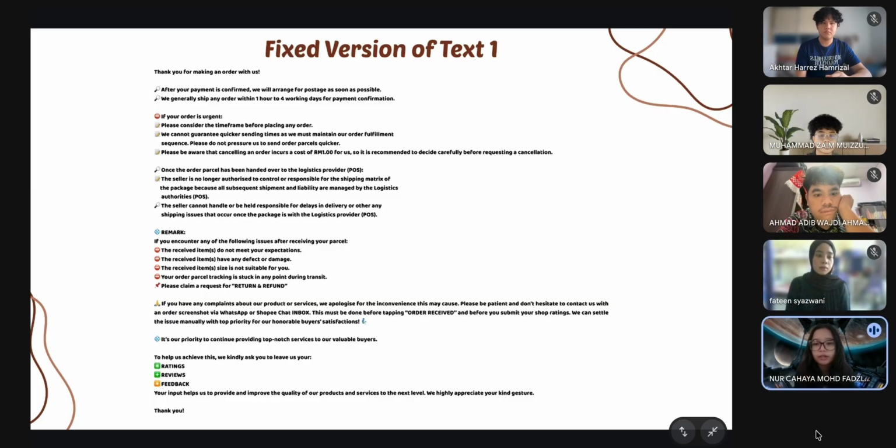The next one is punctuation. It is also fixed to avoid confusion and to clearly separate ideas, especially in longer instructions. And lastly, the word choice was also refined to maintain a formal and polite tone, which is appropriate for customer service communication. So, yep, moving on.